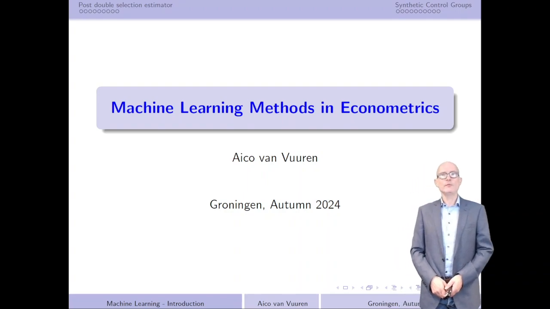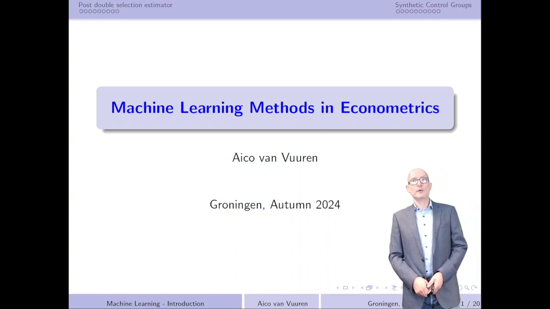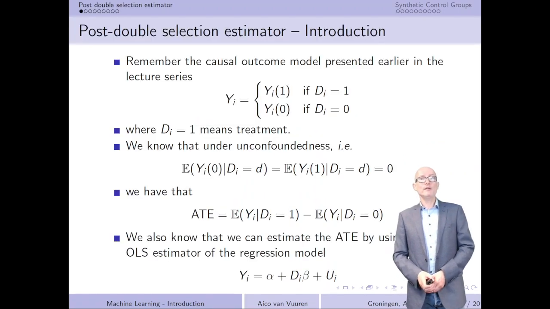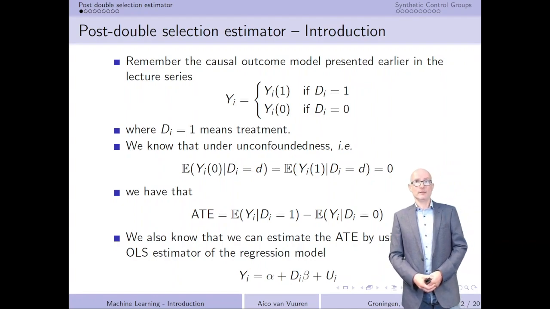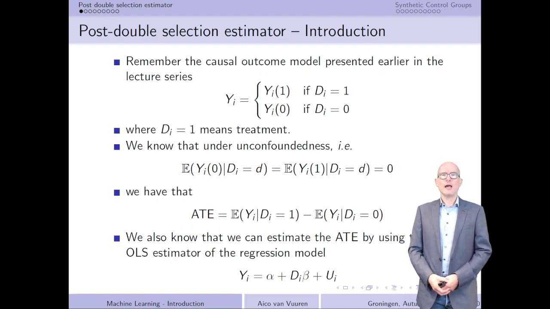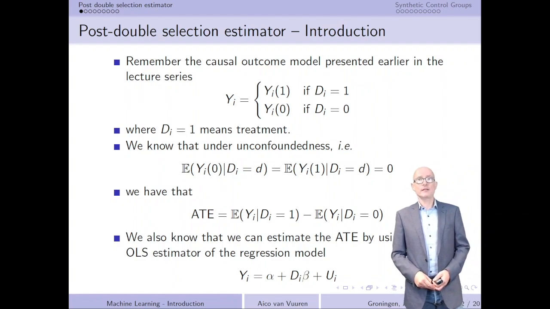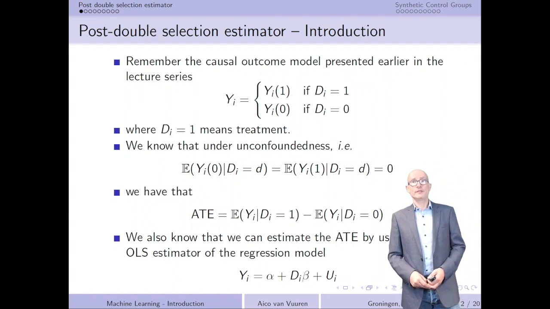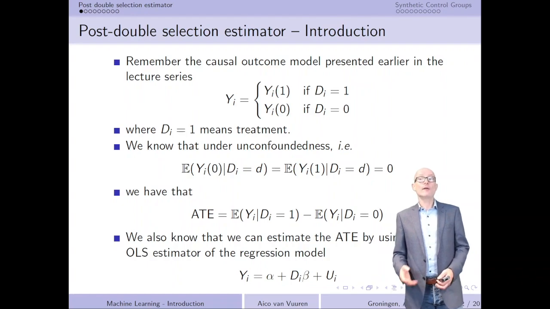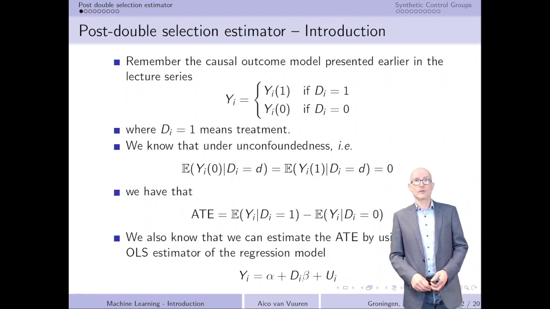But we should take into account that even though some of the publications that we're going to look at are already more than 10 years old, this is research that is still under development. Let me first look at the post-double selection estimator. For that I first have to recap a little some of the things that we have already dealt with during this lecture series, and probably also have seen in other courses. First, we have to look at the so-called causal outcome model.